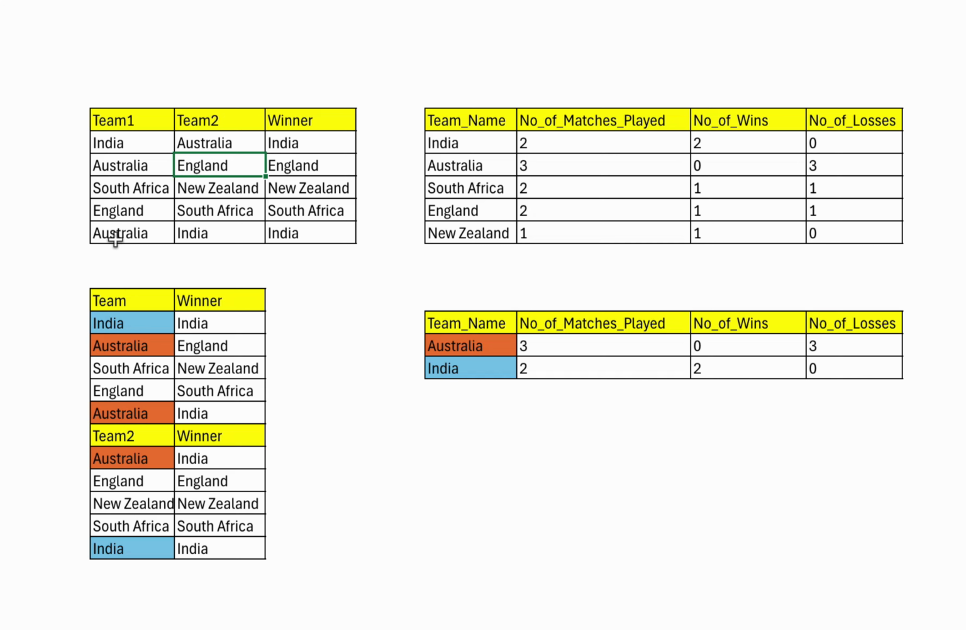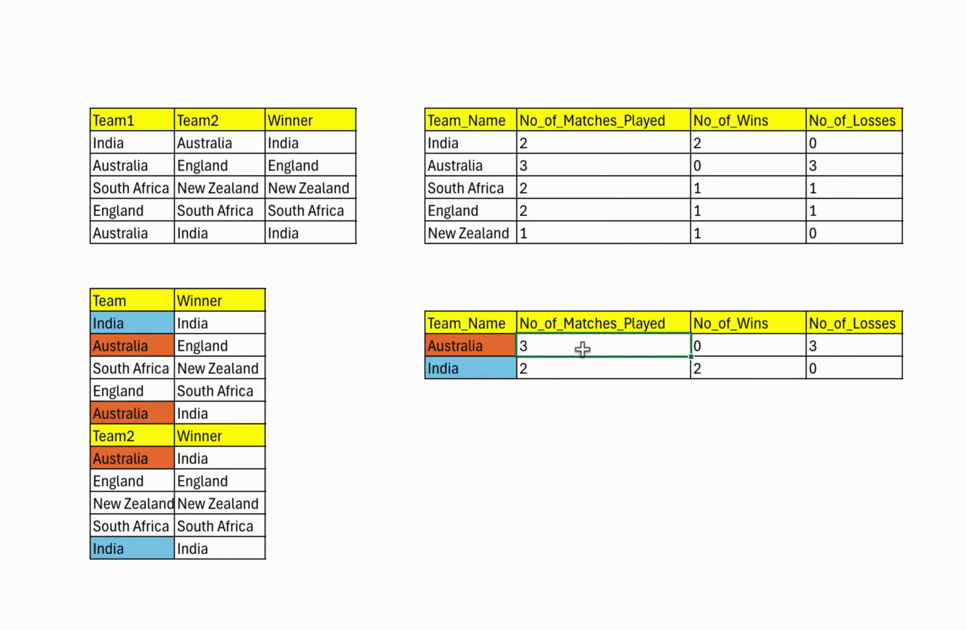And if we look down, there is one more match that happened between Australia and India. So in total, Australia played 3 matches. That means if we count the Australia name from team 1 and team 2, we will get the total number of matches played. So this is what we are doing here. We are counting all the names of Australia, which is 3. So that is why we have this 3 here, which is the total number of matches played.